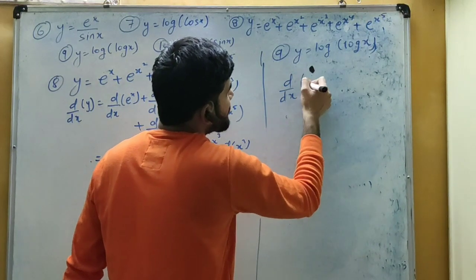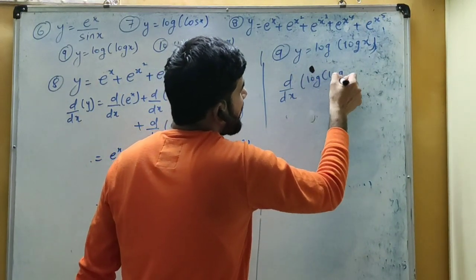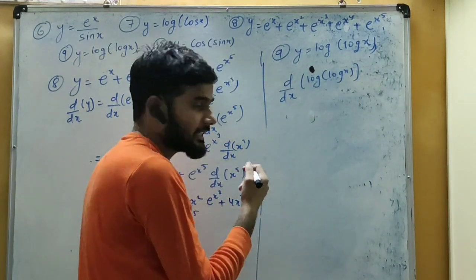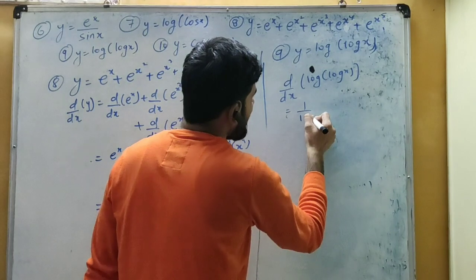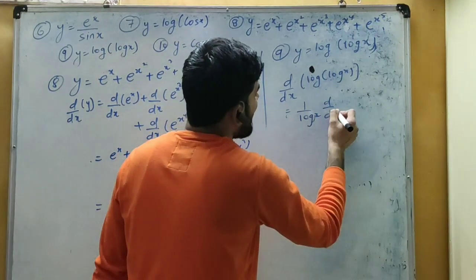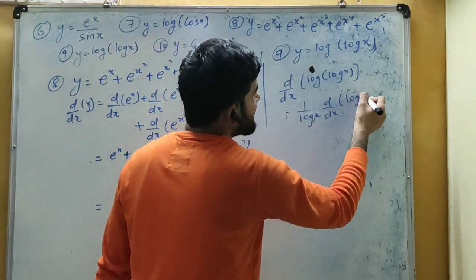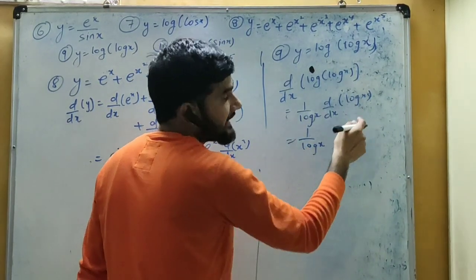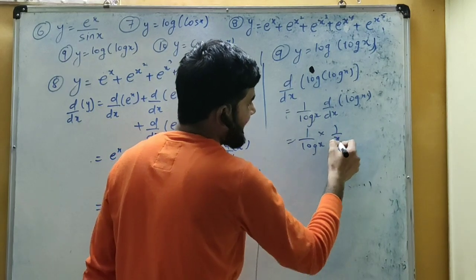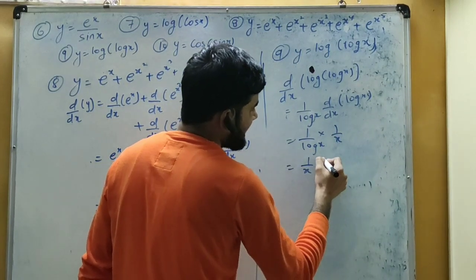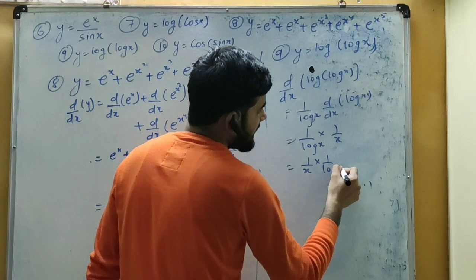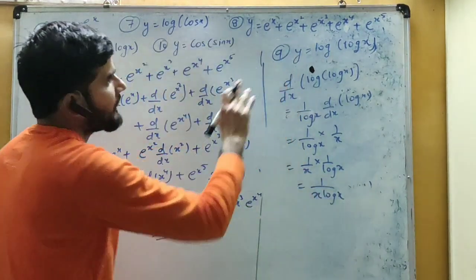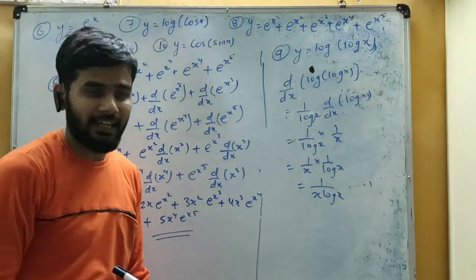d by dx of log log x. So whatever is written along with the log will come in the denominator, that is equal to 1 by log x, and then d by dx of log x, which is equal to 1 by x. So we can write it as 1 by x into 1 by log x, or you can also write 1 by x log x. That will be the answer of the function y equals log log x.